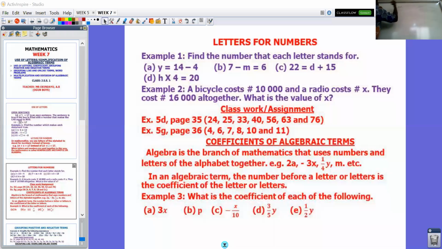Example 1. Y equals 14 minus 4. Obviously, we all know that 14 minus 4 is what? It is 10. That's the result of that one. That's question A.